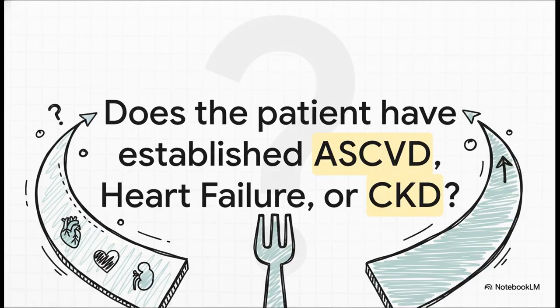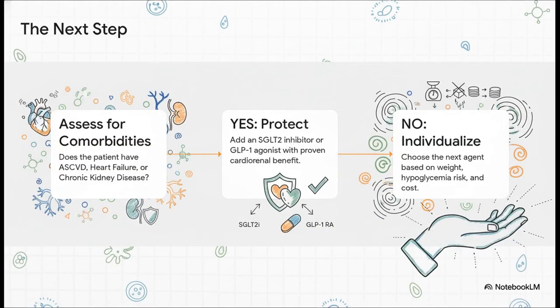The answer, yes or no, completely changes what you do next. And this, right here, is the paradigm shift. If the answer is yes, if they have ASCVD, heart failure, or CKD, our goal is no longer just about lowering sugar. It's about protecting their organs. We need to add a second agent specifically for cardiorenal protection. That means adding either an SGLT2 inhibitor or a GLP-1 receptor agonist. And get this, you add these drugs even if their A1C is already at goal.